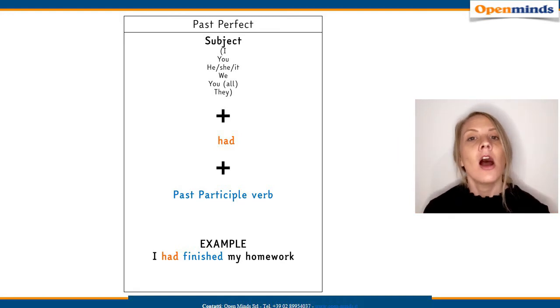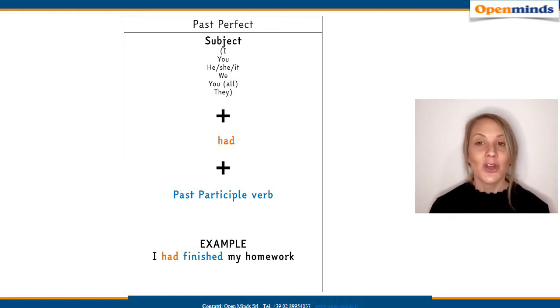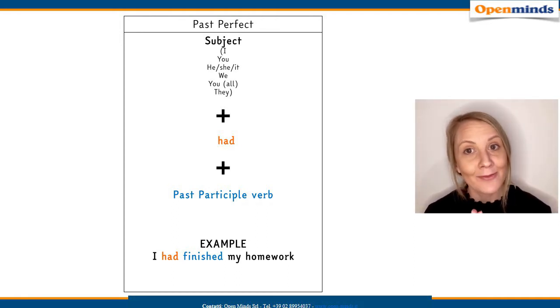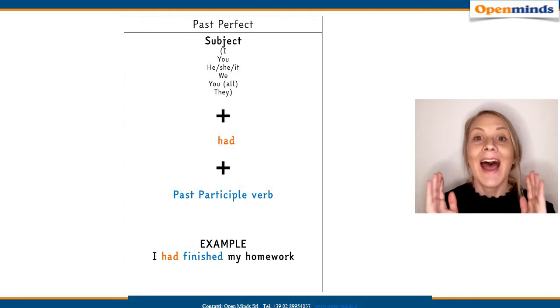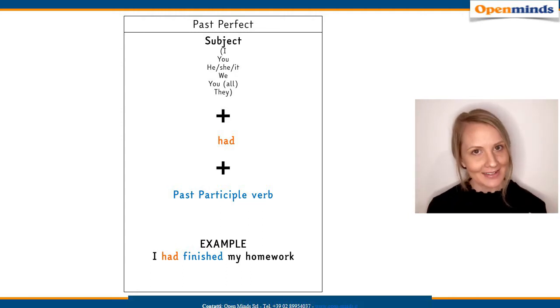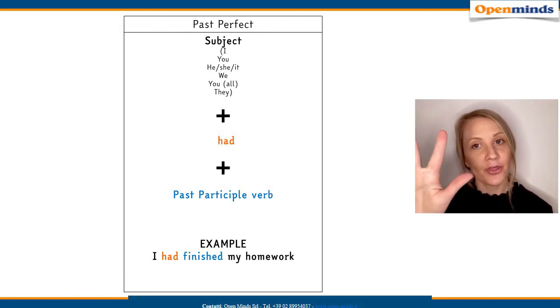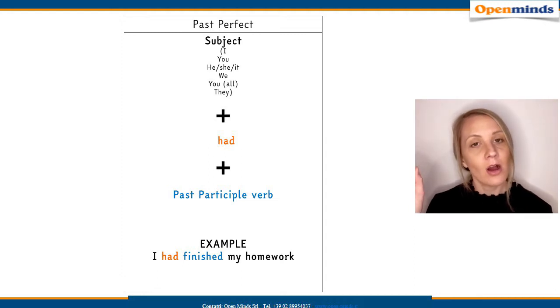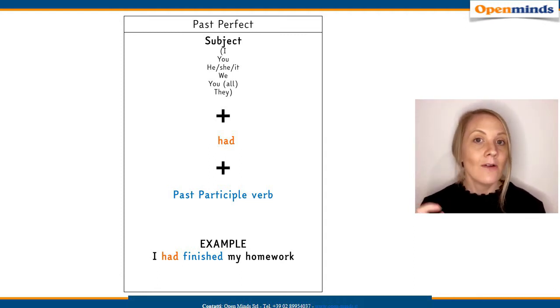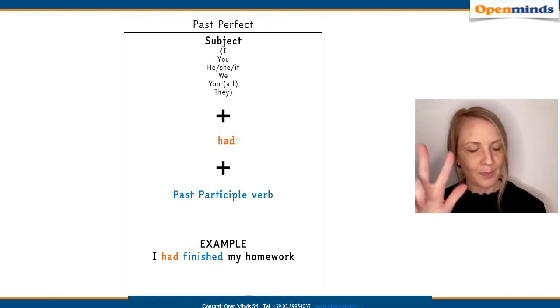First, let's look at the structure of past perfect. So first we have the subject. Then we have the verb to have, but past simple, so had, always had. Then we have the past participle form of the verb. This is the third form of the verb, okay? For example, make, made, made, the third type.